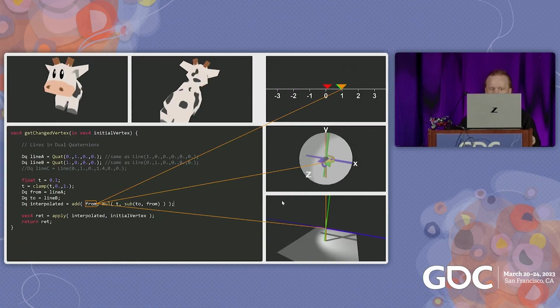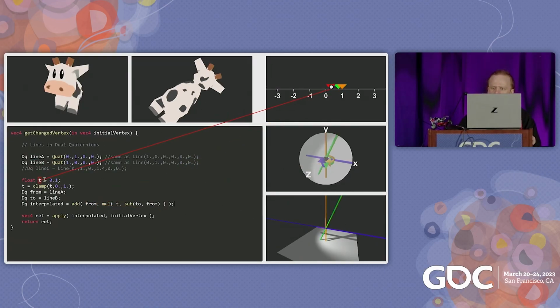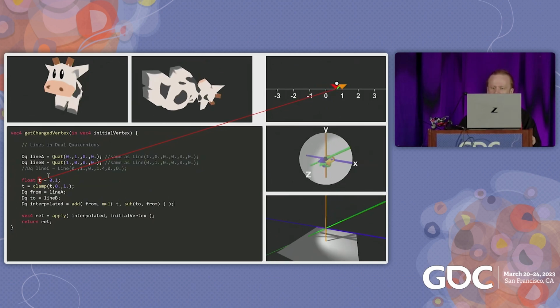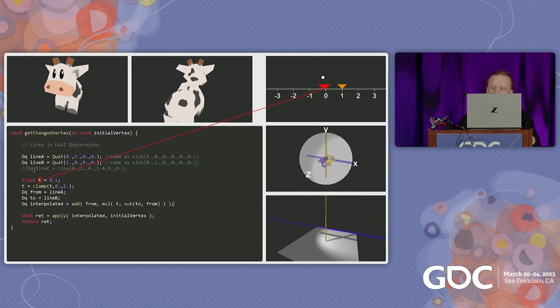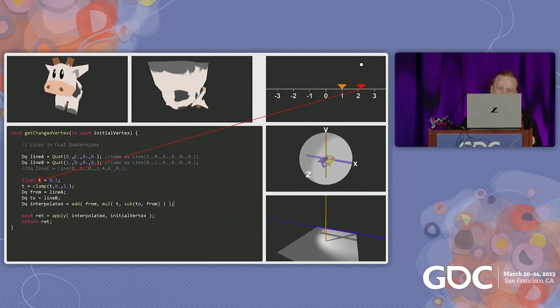So watch the green line in this bottom right-hand window as I interpolate t up and down. Ignore the cow for a second. We're mostly interested in the bottom right window. We're able to interpolate the orange one to the blue one just by, again, component-wise thinking about the x part and the y part. It's just linear interpolation again.